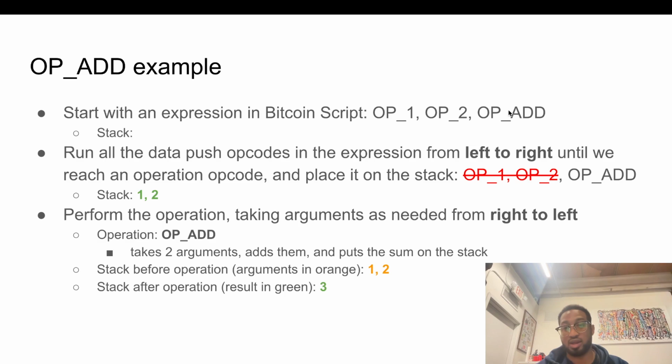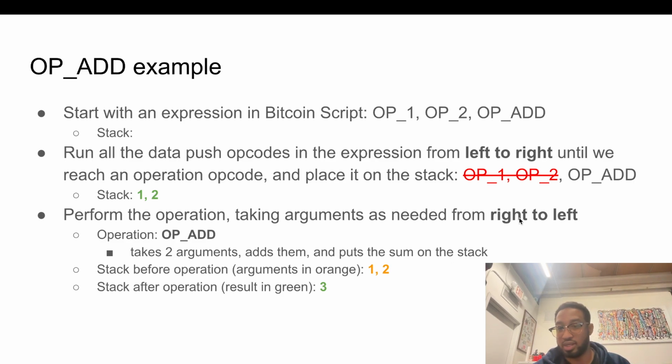Now op-add is an operation. Again, I call it a command opcode. These are terms that I made. Again, data push opcodes and command opcodes are just constructions I made to explain things simpler. But yeah, we reach this command opcode, and we have 1 and 2 on the stack. So now it's time to perform the operation, taking any necessary arguments as needed from right to left. So op-add takes 2 arguments, adds them, and puts the sum on the stack.